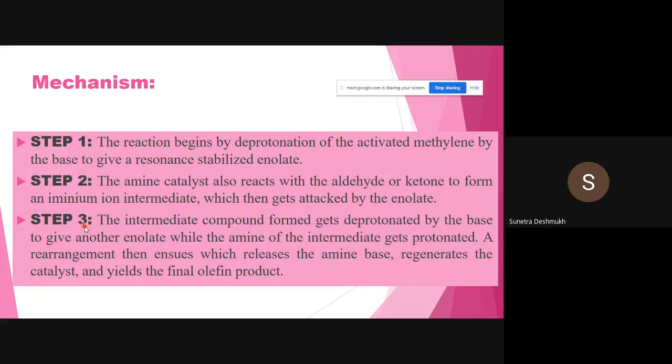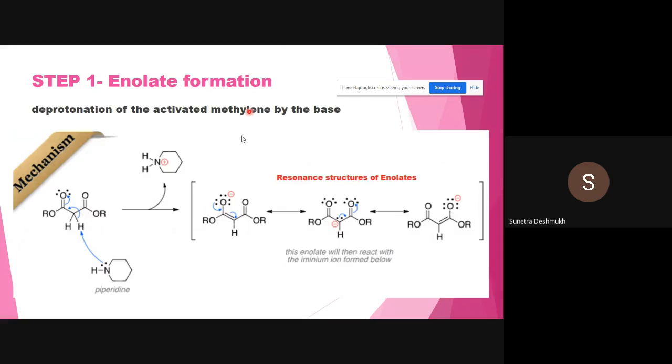And in the third step, the intermediate compound formed gets deprotonated by the base to give another enolate, while the amine of the intermediate gets protonated. So we'll see one by one how these three steps work with the actual structures.